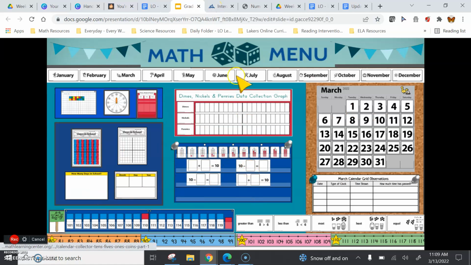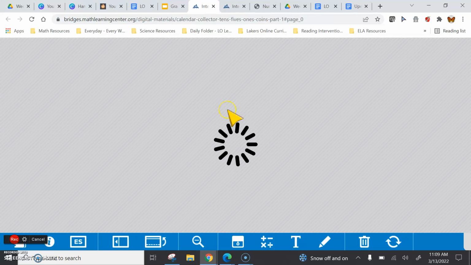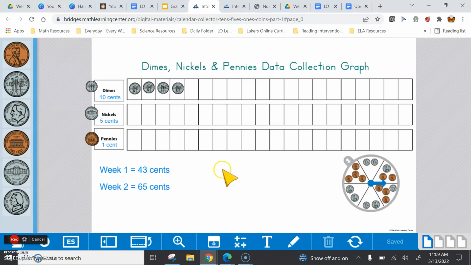After doing that, we're going to go to our dimes, nickels, and penny collection area. Let's see, and I'm going to spin it. 2 more dimes. This has been a week of dimes. So we're adding 2 more dimes to our collection for the week.